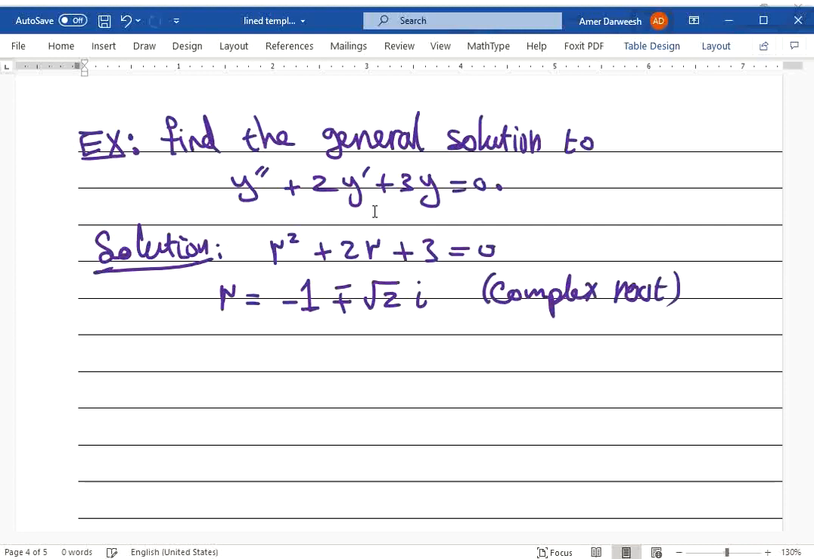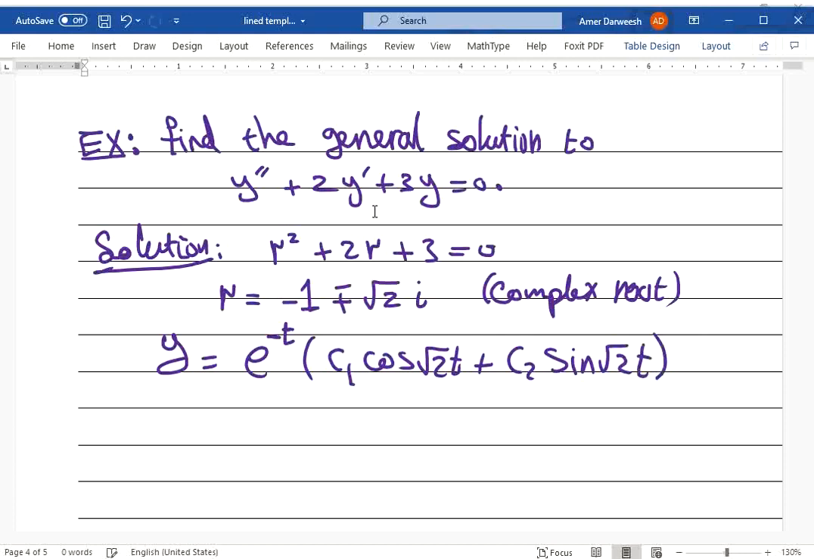إذا وبالتالي حسب الرول the general solution takes the form e to the alpha t, which is e to the minus t, times c1 cosine of beta t, which is square root of 2 t, plus c2 sine square root of 2 times t. So here's the general solution for this equation.